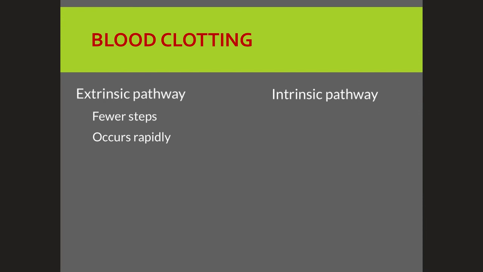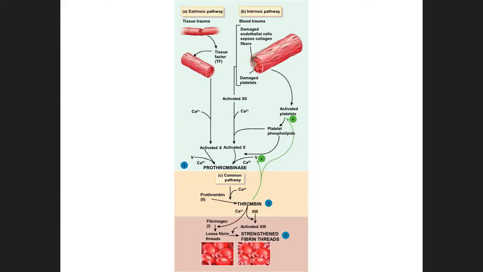In the intrinsic pathway, this is more complex and occurs much more slowly, taking several minutes. In this pathway, activators are in direct contact with the blood or contained within the blood. Outside tissue damage is not needed for the intrinsic pathway to begin. Prothrombinase is also formed, but after several reactions. This figure shows the difference between the extrinsic and intrinsic pathways.